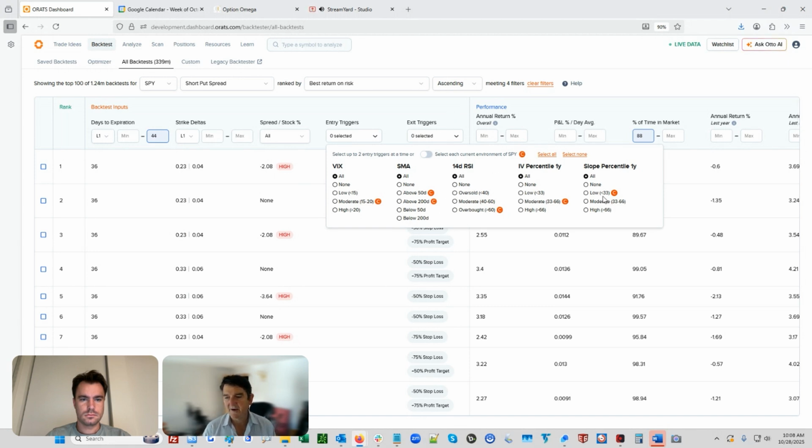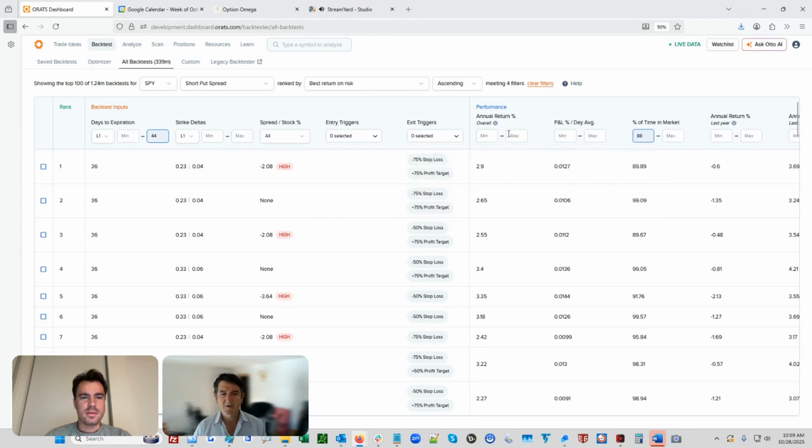We'll find the ones that are like the C next to it. You might notice that's the current market. So the current VIX is between 15 and 20. The current SMA is above the 50 and 200. The current RSI is overbought. And the current IV percentile is moderate, and the slope is low. So that means the puts are low relative to the calls, is how ORATS looks at the put call slope.